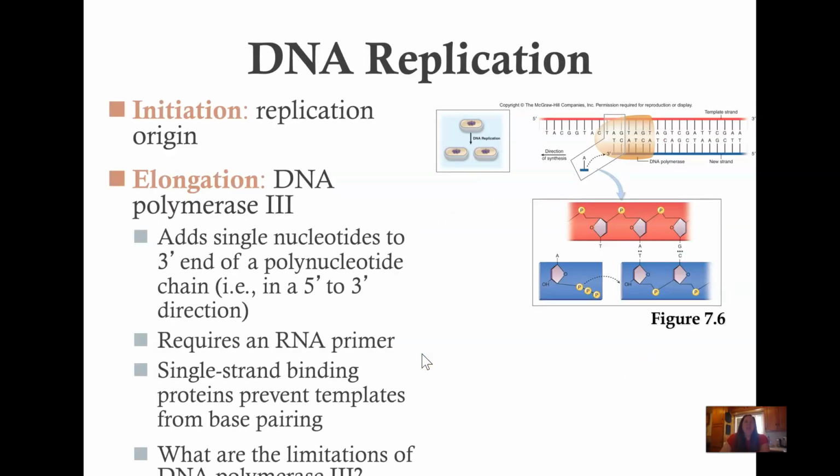So when we talk about these processes, in this first lecture I'm going to talk about three processes: replication, transcription, and translation. And all three of these processes have essentially three stages. Initiation, so a very specific set of circumstances lead to initiation. Then elongation, how does it proceed, and termination, how does it end? So we have three stages: initiation, elongation, and termination.